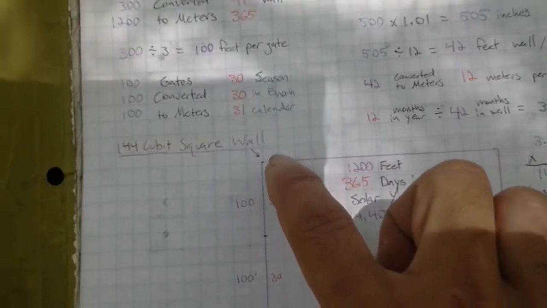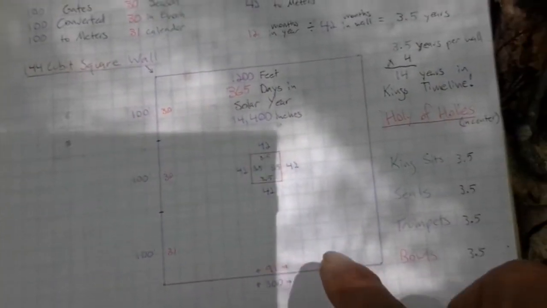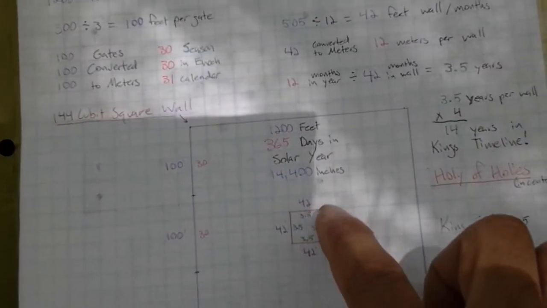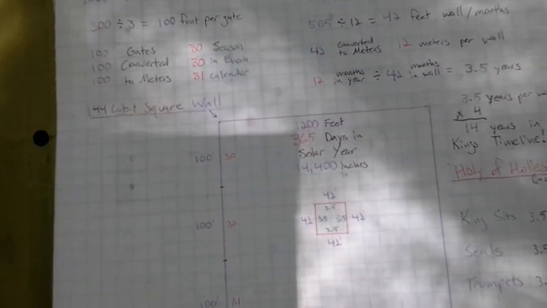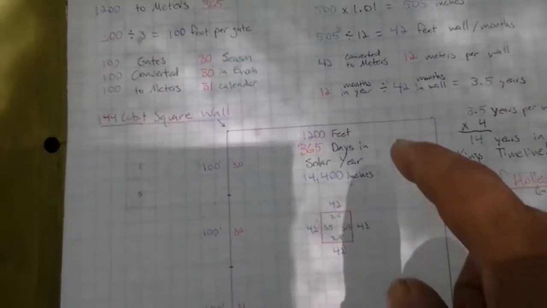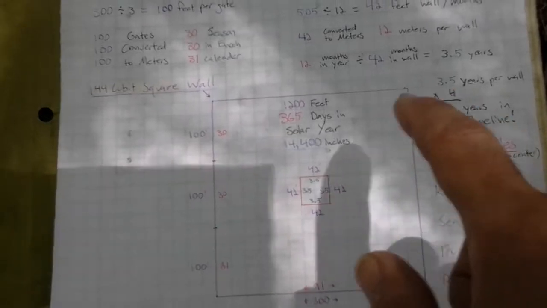But what we have here is the 144 cubit wall. Now this is the Holy of Holies. This is drawn to scale so that you know the difference between the two, okay?